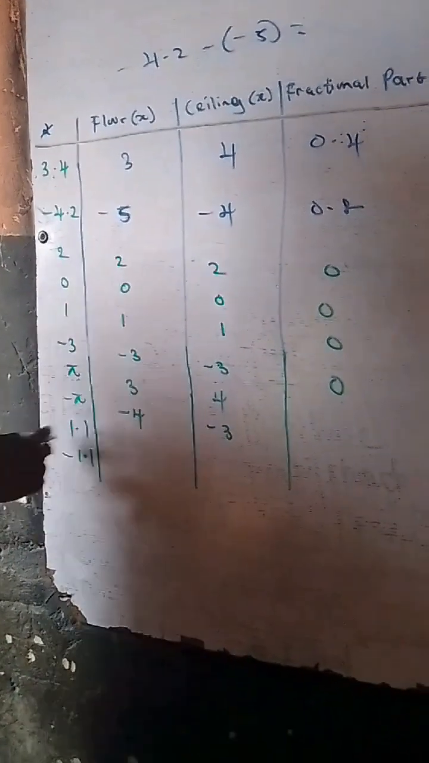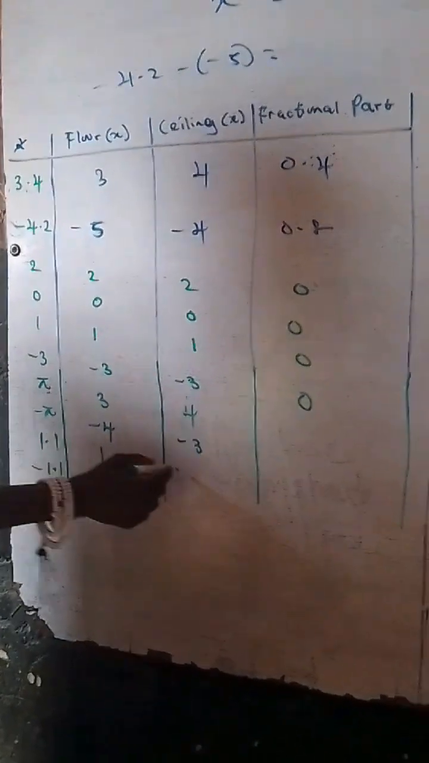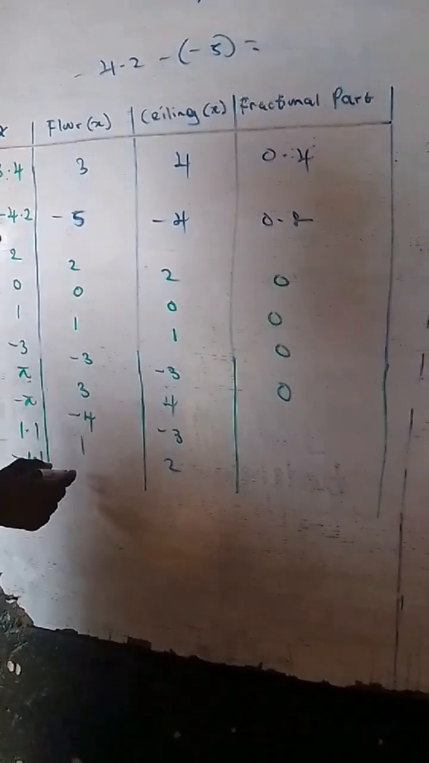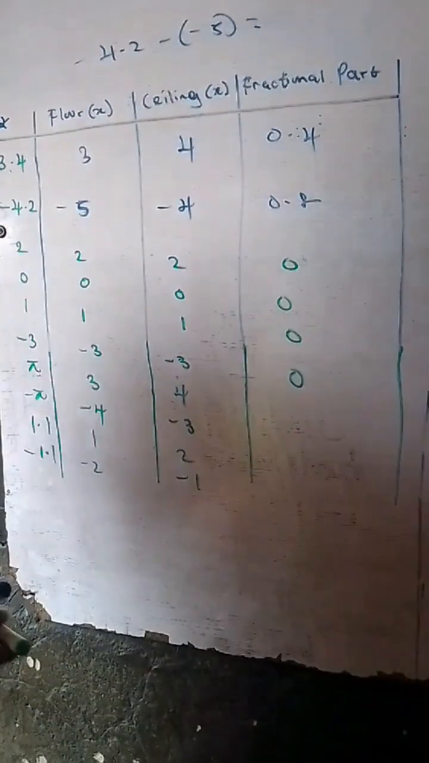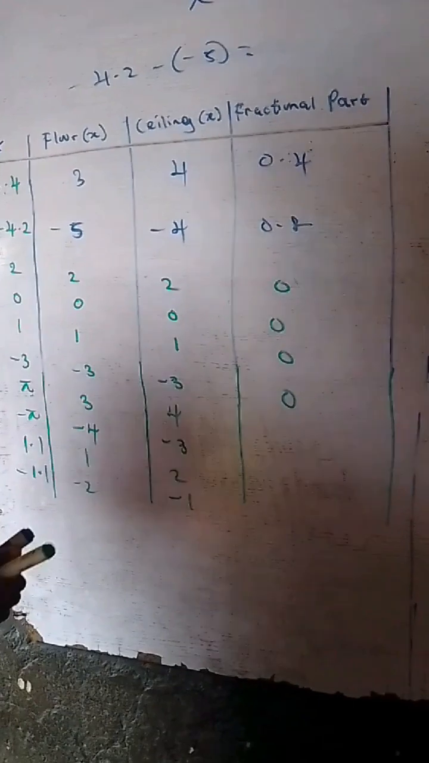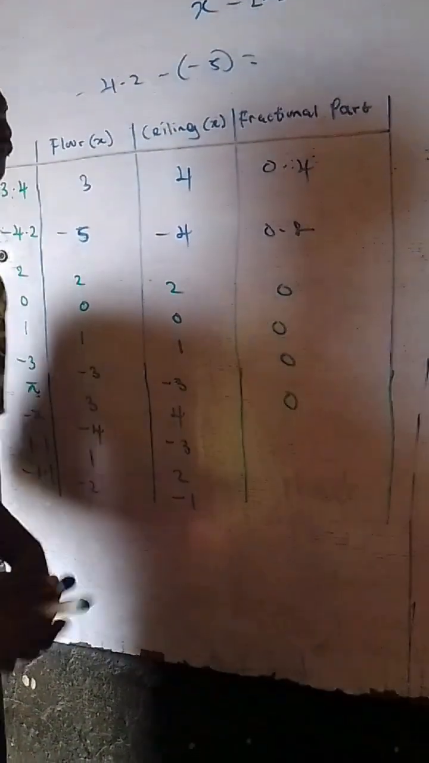So you guys can put down 1.1. 1.1 will be giving us 1. This will give us 2, and this will give us minus 2. This will give us minus 1. Then you put your fractional part there. So I hope I have explained some little things that you guys need to know under ceiling and floor functions.